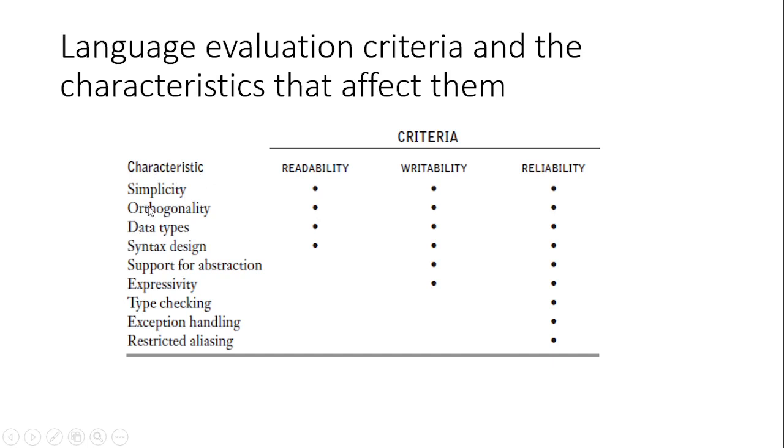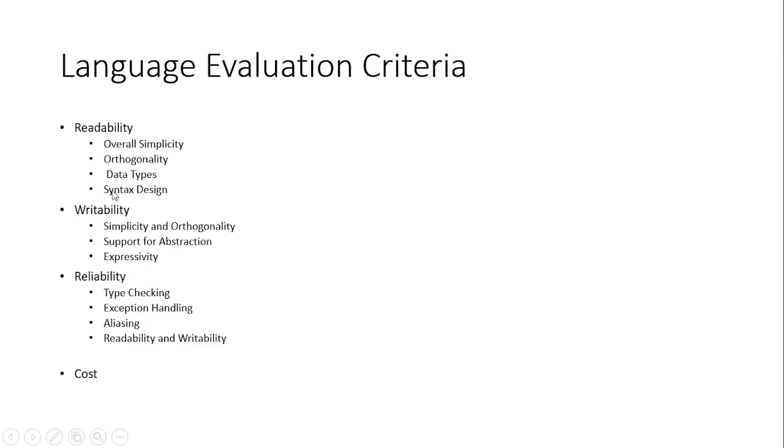These are the characteristics: simplicity, and there we have readability, writability, and reliability. And we have orthogonality. All these three criteria will be evaluated for getting the orthogonality. Data types and syntax design as well, and for support for abstraction we need to evaluate only writability and readability. And for type checking we need to evaluate reliability. Okay, so first we'll see readability.